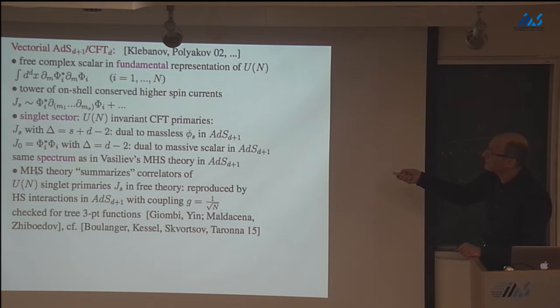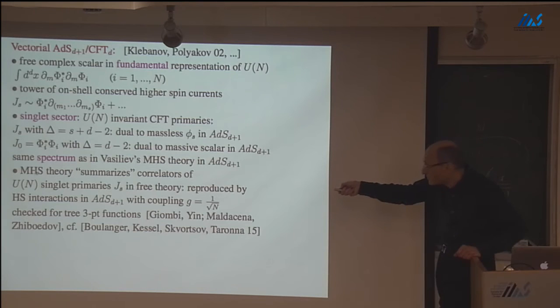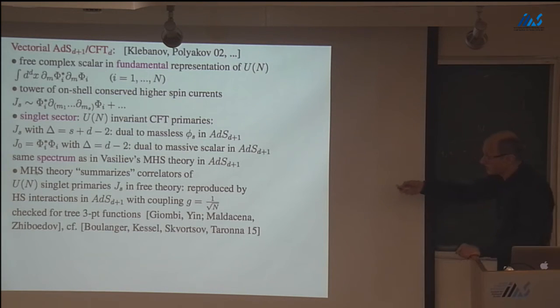So that's part of the motivation. What I'm going to discuss, let me just go straight to some kind of quick review of this vectorial AdS/CFT. So essentially, suppose we have free complex scalars in the fundamental representation. We have conserved currents. We look at the singlet sector of primaries, and these are their dimensions. That's a familiar story. So the spectrum of these currents is the same as the spectrum of Vasiliev theory in AdS, and essentially this theory summarizes correlations of these singlet currents, J_s. There is one coupling, which is 1 over square root of N. It's a free theory, so all correlations are simple, just determined by Wick contractions.